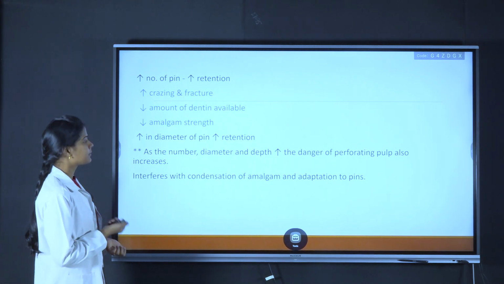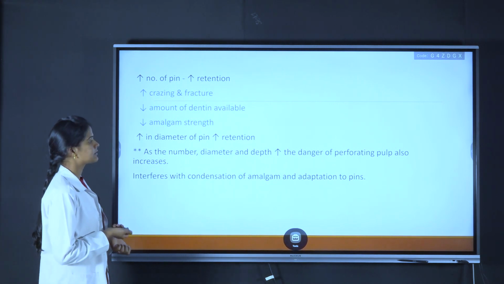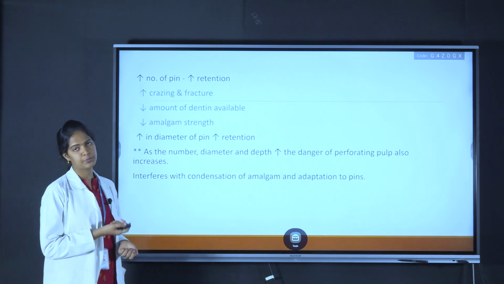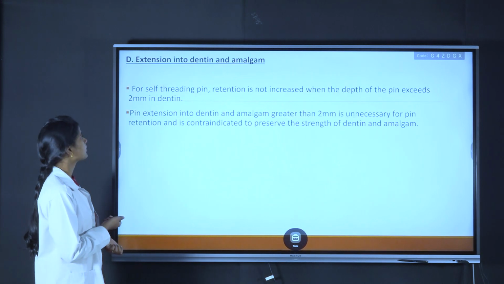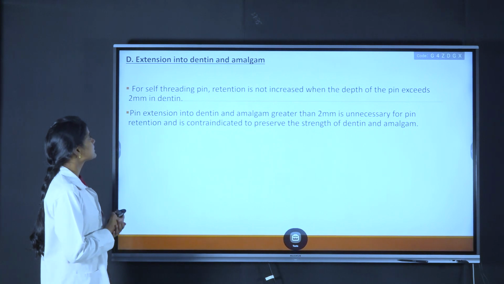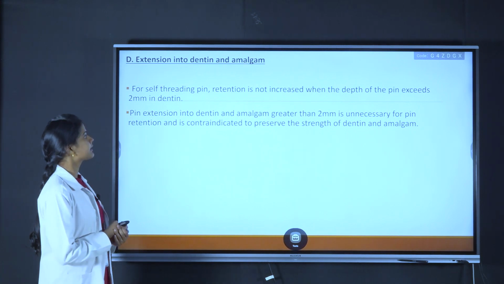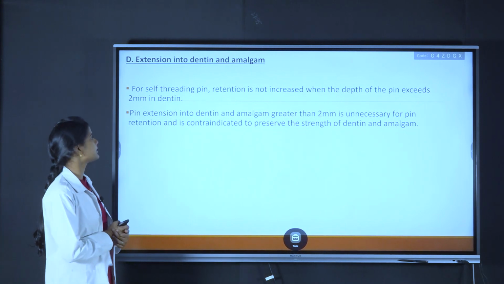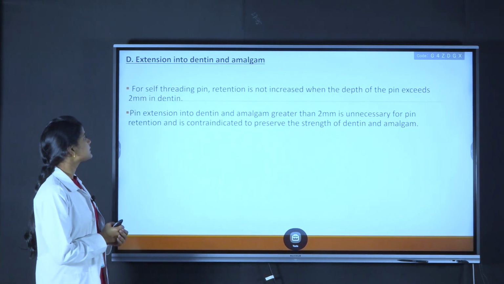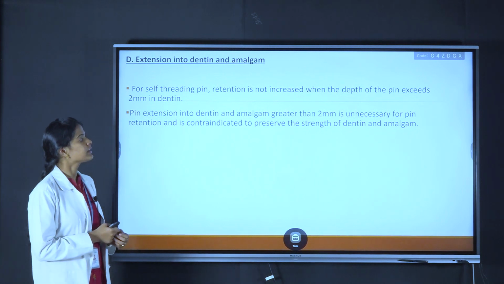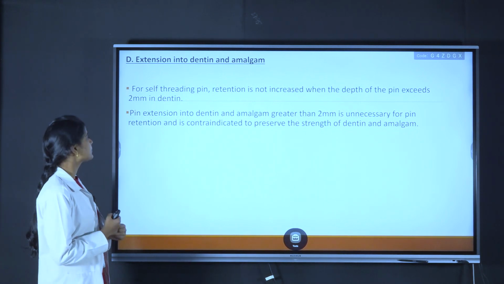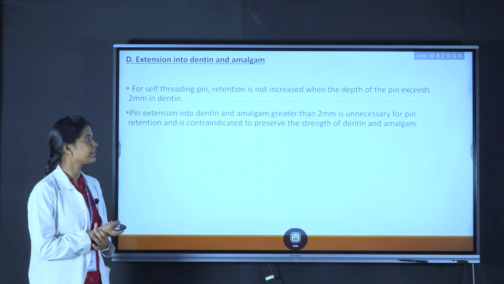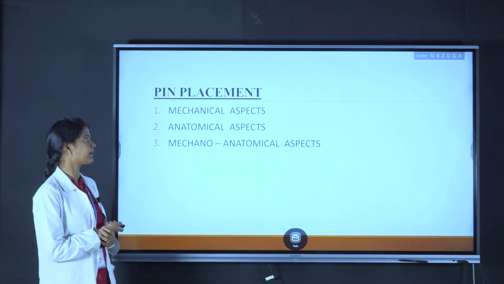So obviously as the number and the diameter of the pin increases, the chance of endangering the pulp and perforating it is more. So for a self-shearing, self-threading type of pin, retention is not increased when the depth of the pin is increased beyond 2 mm into the dentine, and pin extension into the dentine and amalgam greater than 2 mm is unnecessary for pin retention, and it is contraindicated to preserve the strength of dentine and amalgam both.